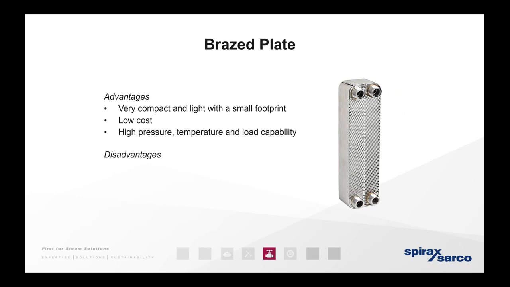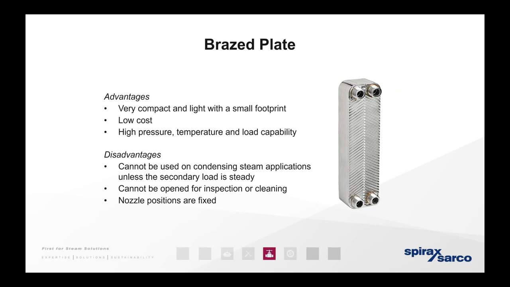Plate and frame. And disadvantages though: cannot be used in condensing steam applications. If you're condensing the steam in there, it's going to give you a problem. They're very susceptible to flooding, to stall. Also, the expansion of fluids causes a problem with these. Cannot be opened and inspected. So again, as we said, these are sealed units. Once they're done, they're done. They don't tend to show you there's a problem until they start leaking, and by that point, it's a replacement. There's no service you can really do on these. And again, the nozzle positions are fixed.